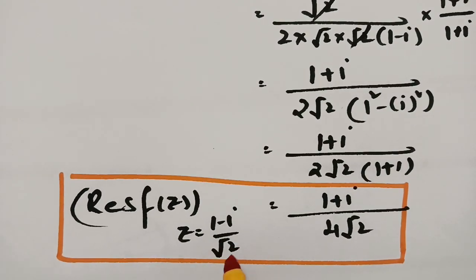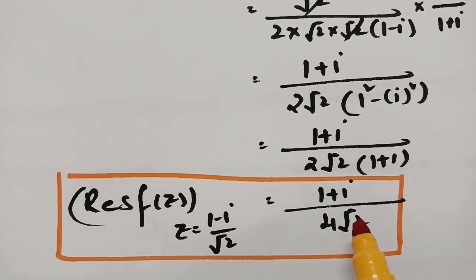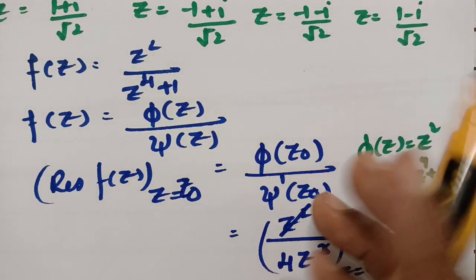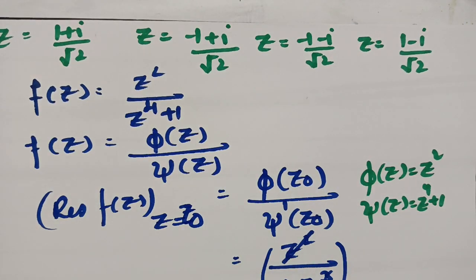So 1 minus i by root 2, this is our residue value. I have shown all the 4 residues here and the corresponding poles here. So this is how we have to solve, and let me tell you once again about this. This is the most important question.